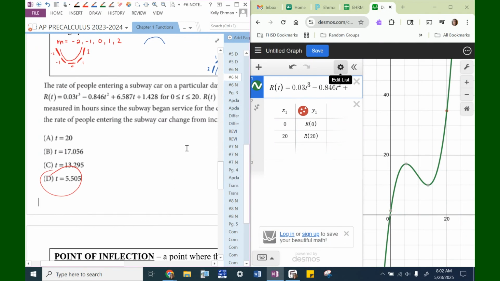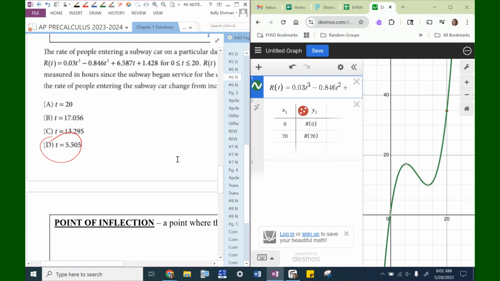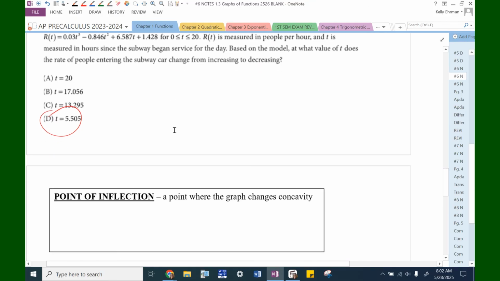So it's not difficult. A lot of the calculator problems are quite easy on our AP exam. We just have to know what they're asking and kind of how to perform that in Desmos.